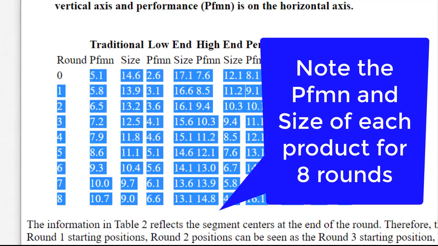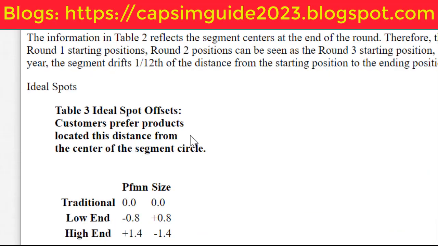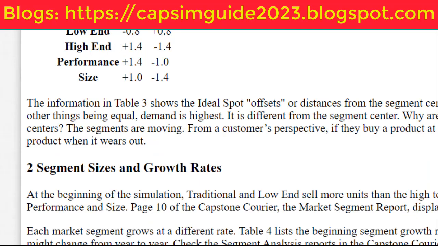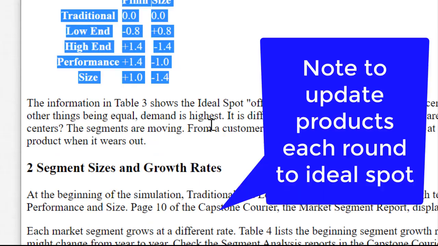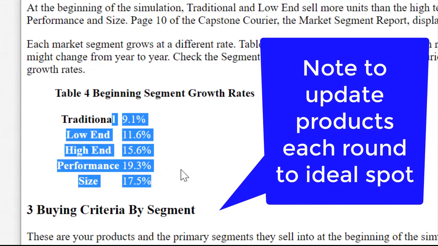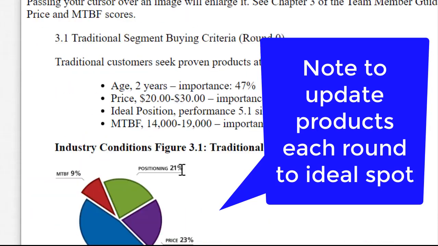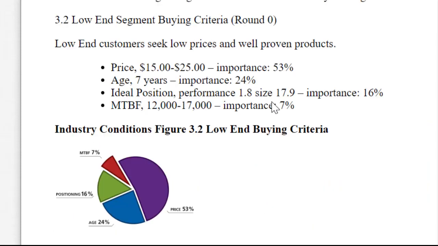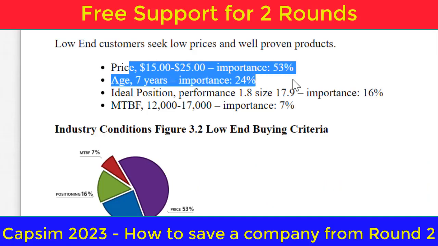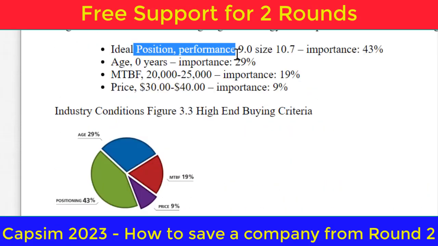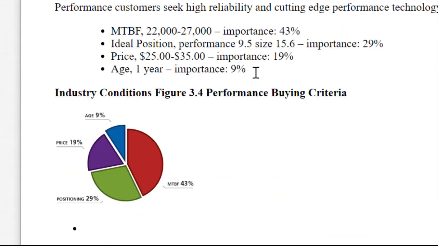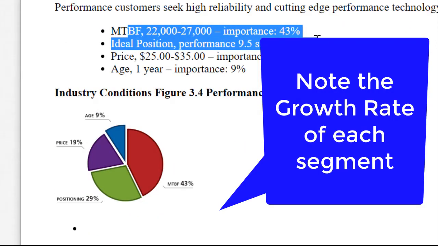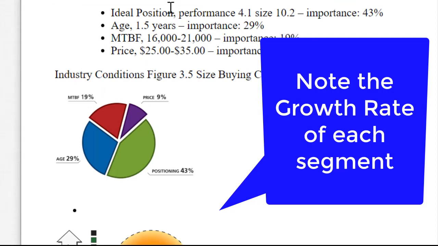You see on the screen that the first row starts from 5.1 for traditional, and then we have 8 rounds. But remember we need to update the product using table number 3 to move the product to the ideal spot, and also we need to check table 4 for the growth rate of each product segment, which is different from basically 10 or 20% each round.